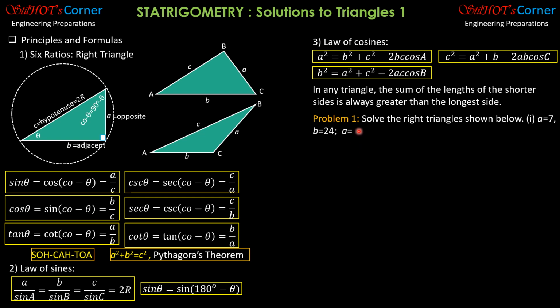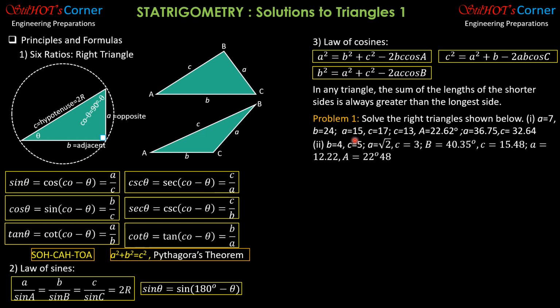So solve the right triangle shown below. For part I, we have side A is 7, B is 24. Then another case, A is 15, C is 17. Another case, C is 13 and angle A is 22.62 degrees. And the last case, A is 36.75, C is 32.64, where C is always the hypotenuse in a right triangle.